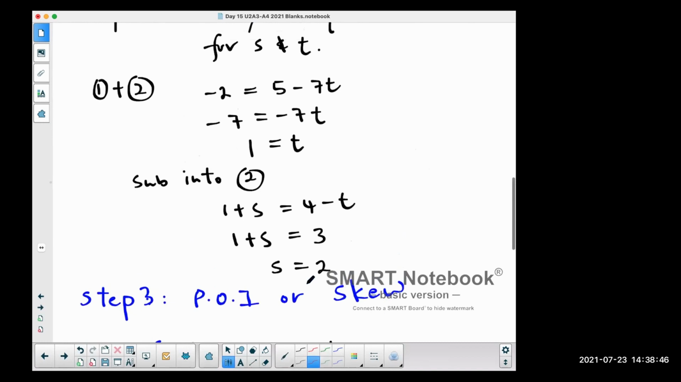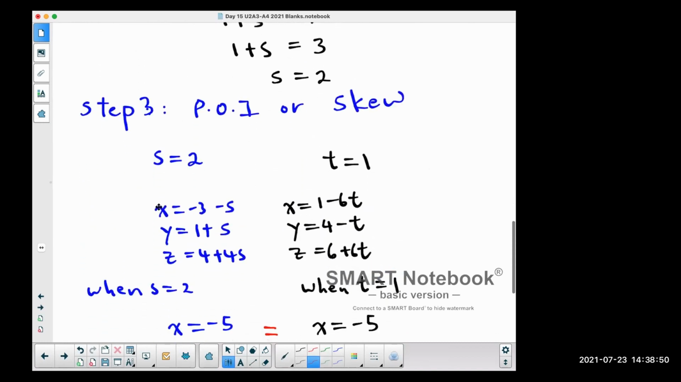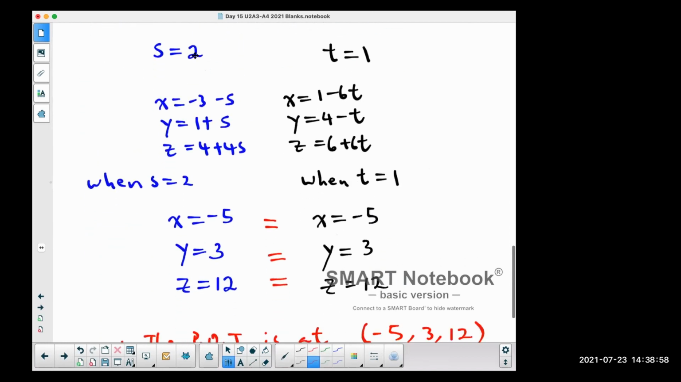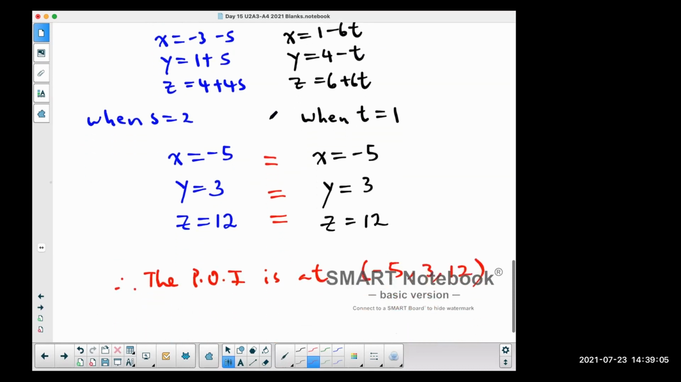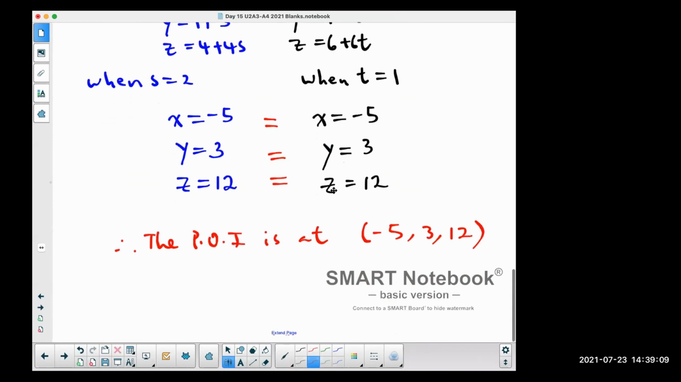So once you solve for each of those 2 variables, then you're going to sub it back into the equation to see if they are actually meeting, like are they all the same, or is one of the variables not the same. So what I did here, I put 2 into the first line, 1 into the second line, and I see that they all have the same coordinates, meaning the 2 pathways meet at negative 5, 3, and 12.